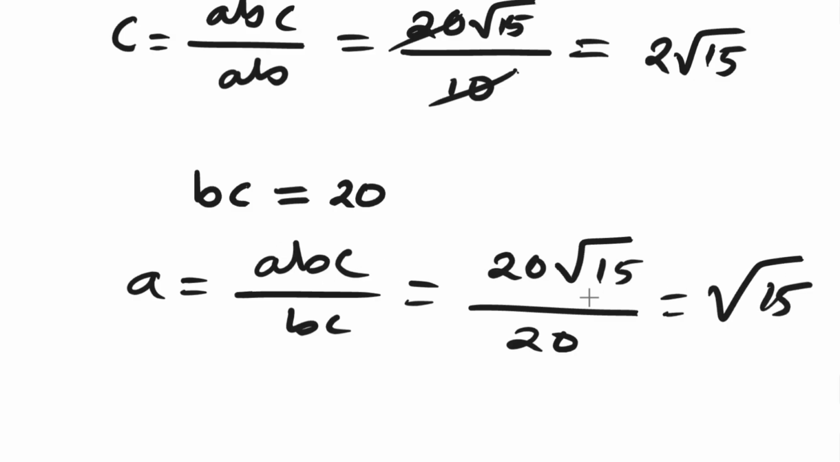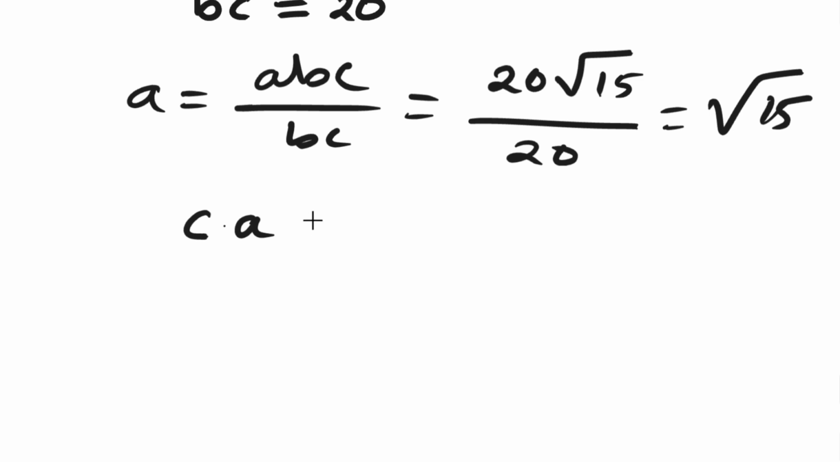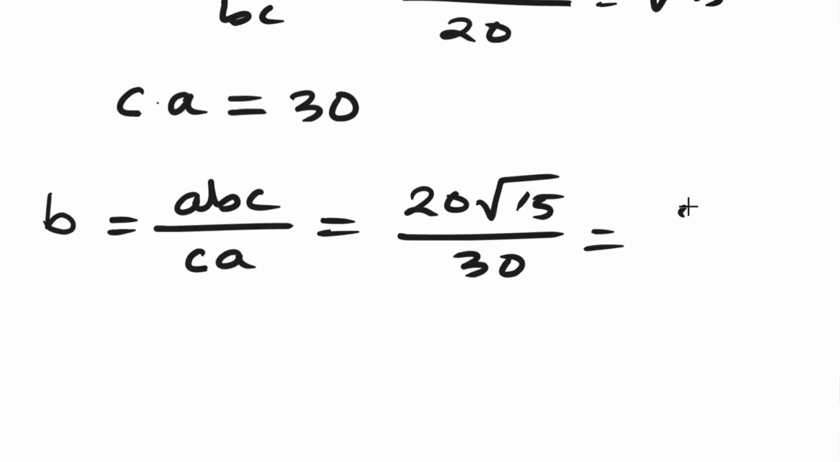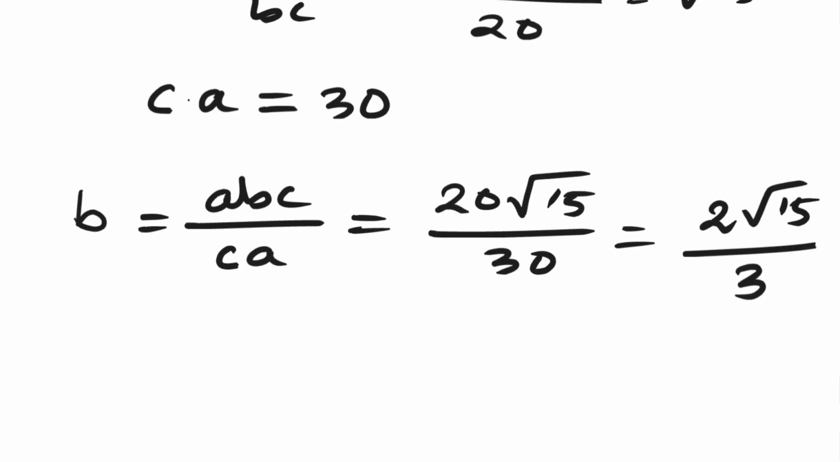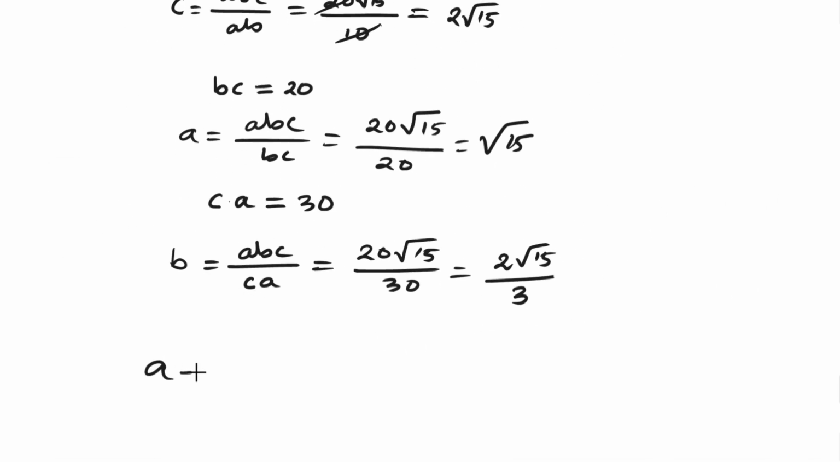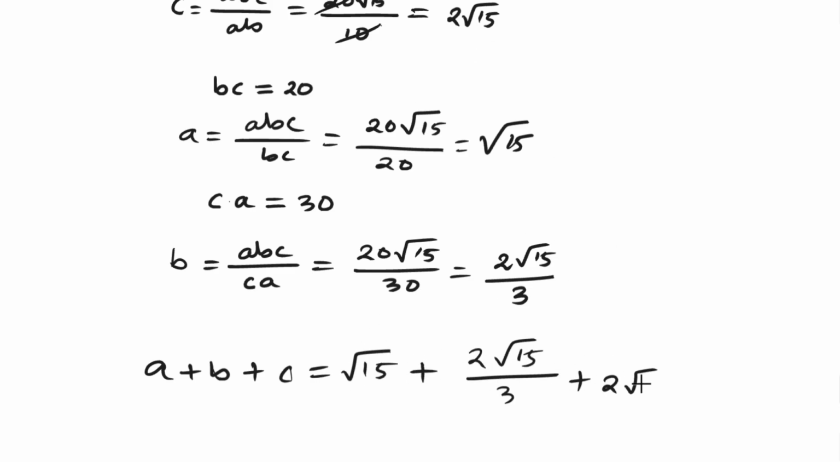Now use the equation c multiplied by a equals 30. This gives b equals 2 square root of 15 divided by 3. Now we have all three variables, so let's add them together. a plus b plus c equals the square root of 15 plus 2 square root of 15 divided by 3 plus 2 square root of 15.